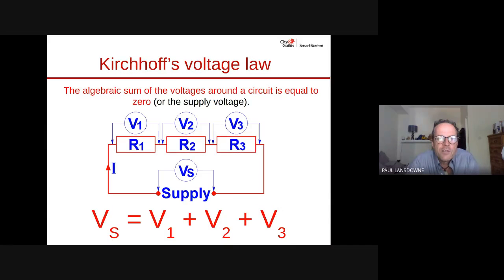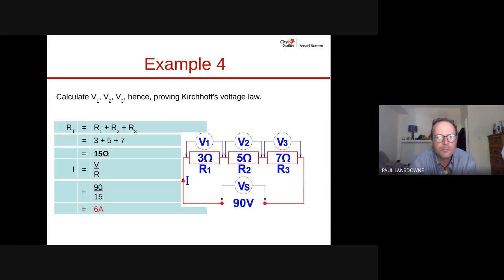What we have here is a little bit more complicated, which is called Kirchhoff's law. It says the algebraic sum of the voltages around a circuit equals 0, or the supply voltage. If we have a voltage across each resistor, across R1, R2, R3, all those voltages added together will equal the supply voltage. I'm going to go through an example with you now, and it will make more sense.